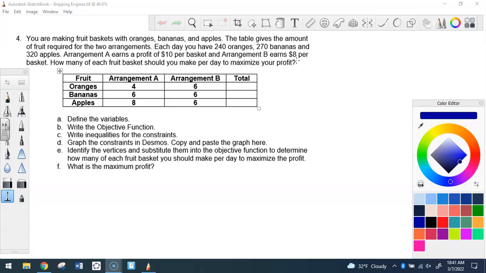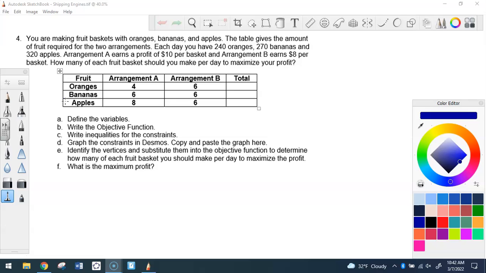Okay, we're going to take a look at question four off of the Shipping Engines Assignment 1 handout. It says, you are making fruit baskets with oranges, bananas, and apples. The table gives the amount of fruit required for the two arrangements. Each day, you have 240 oranges, 270 bananas, and 320 apples. Arrangement A earns a profit of $10 per basket, and arrangement B earns a profit of $8 per basket. How many of each fruit basket should you make per day to maximize your profit?